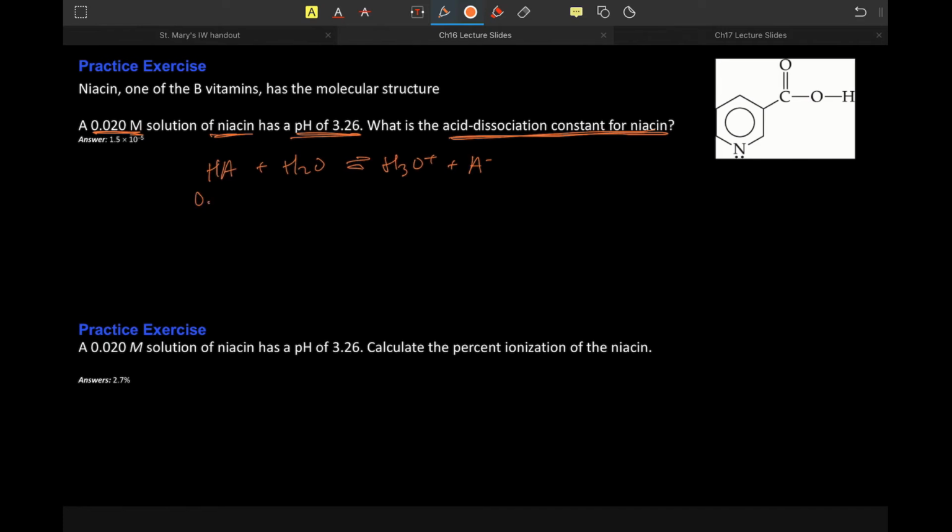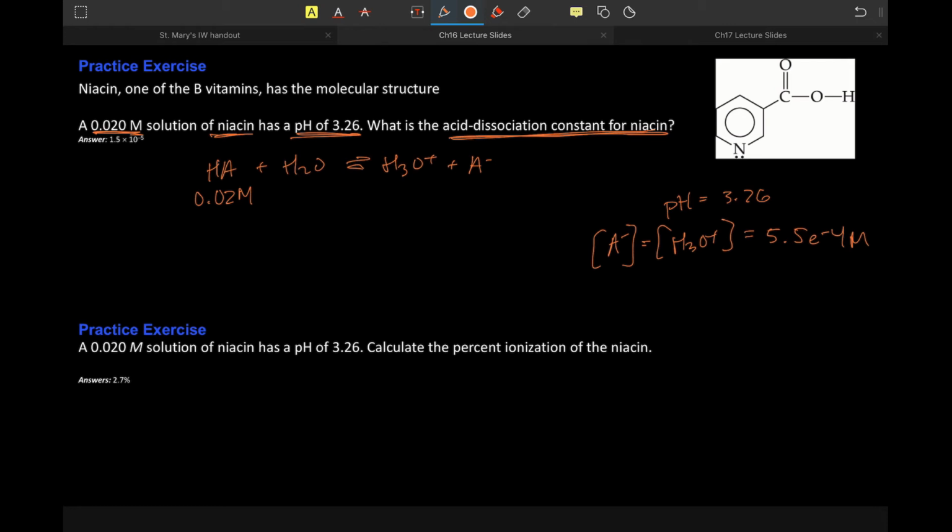We know that we have 0.02 molar of this, right? And what else do I know? I know that I have a pH equal to 3.26, which means that I also know my H3O plus concentration, so we'll go ahead and solve for our H3O plus concentration. That is also our A minus concentration, and this goes back to what we talked about when we did Ksp. If everything comes from the same dissociation process, then that concentration reflects all the species, yes?